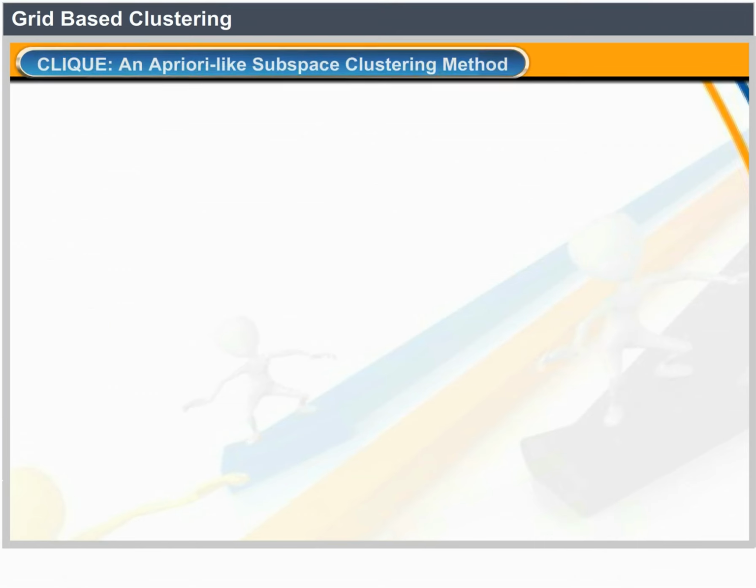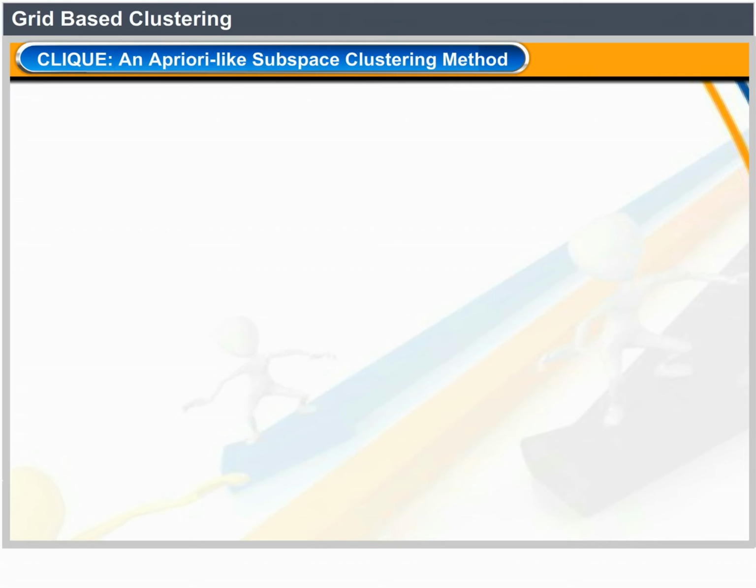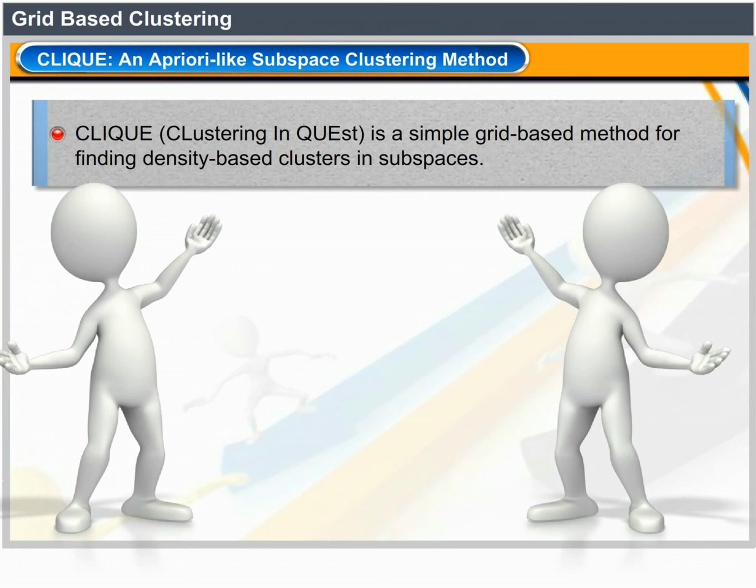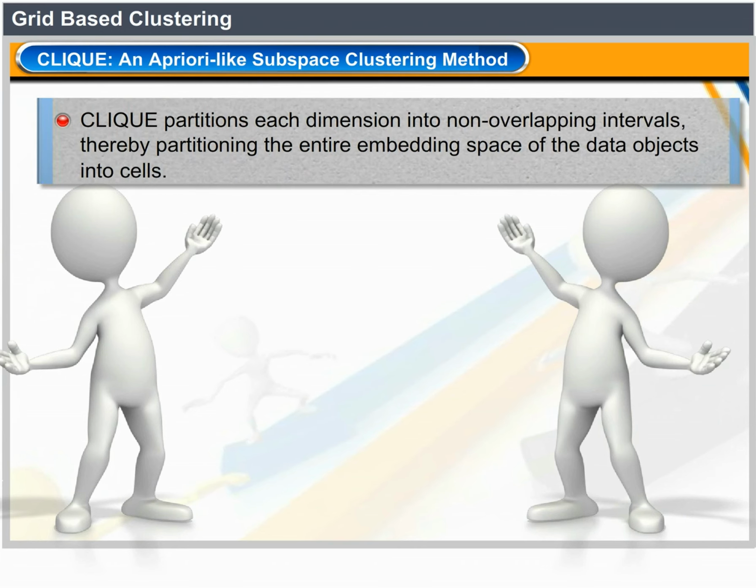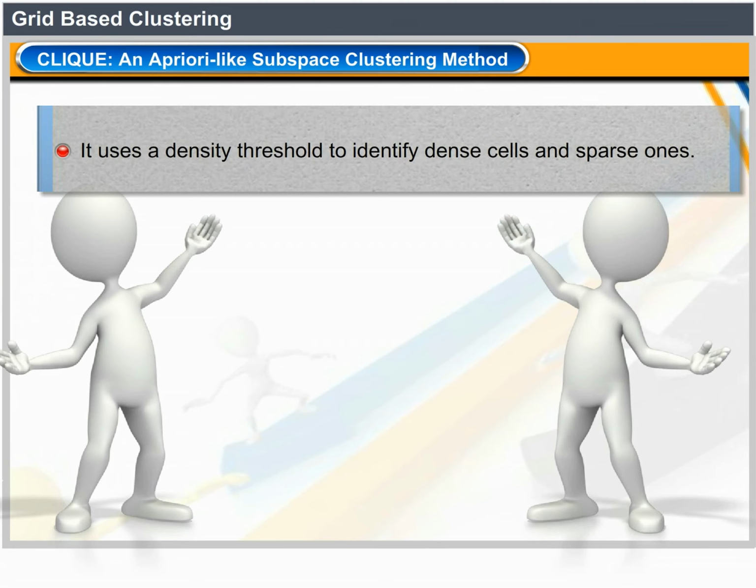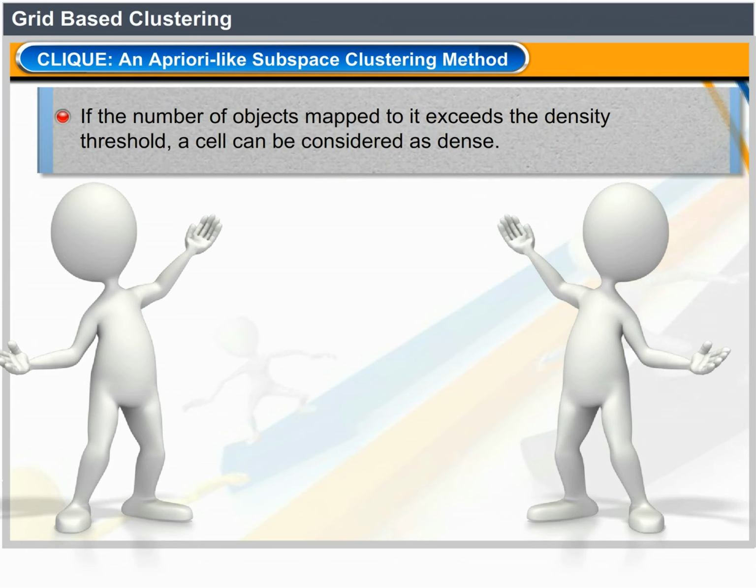CLIQUE, an Apriori-like subspace clustering method. CLIQUE, clustering in QUEST, is a simple grid-based method for finding density-based clusters in subspaces. CLIQUE partitions each dimension into non-overlapping intervals, thereby partitioning the entire embedding space of the data objects into cells. It uses a density threshold to identify dense cells and sparse ones. A cell is dense if the number of objects mapped to it exceeds the density threshold.